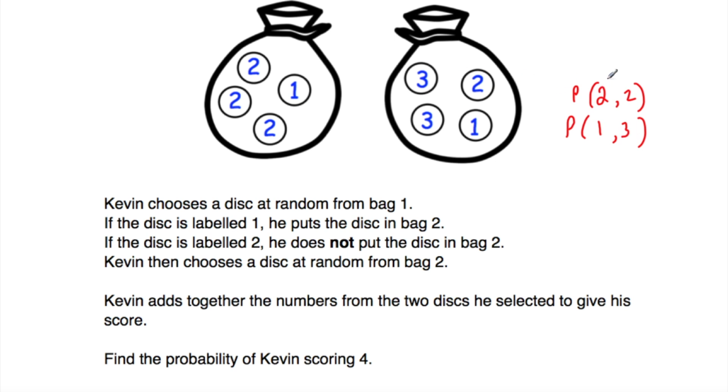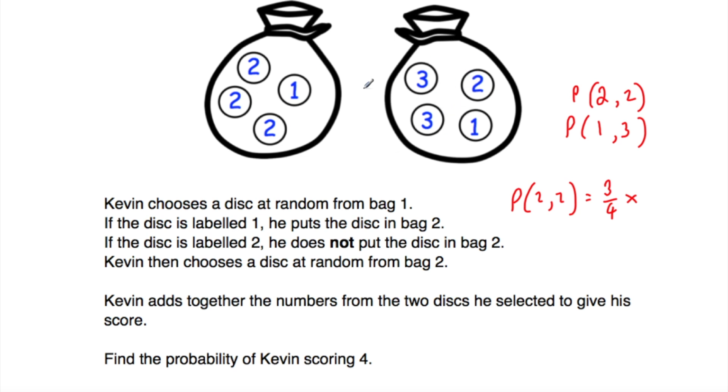Okay, so let's start off with the probability that Kevin chooses a 2 and then another 2. So the probability of a 2 and then a 2. Okay, so in terms of the probability of Kevin choosing a 2 from bag 1, he just chooses one of these discs at random. There's 4 discs, 3 of them are labelled with the number 2, so the probability that he chooses a 2 is 3 out of 4, so 3/4. Okay, then we're going to multiply that by the probability that he chooses a 2 from bag 2. Now let's just make sure we've read this properly. So if Kevin chooses a 2 from bag 1, he does not put it into bag 2.